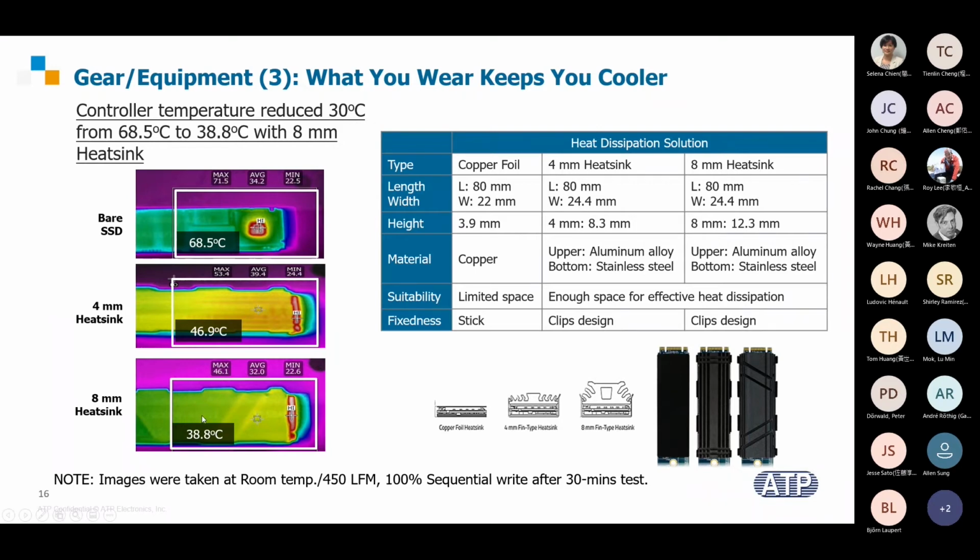But not every system can have enough room for a powerful heatsink. So we do consider that and offer different solutions. It could be the copper foil, the thinner one, 4mm fin type heatsink, or the most powerful 8mm fin type heatsink design.